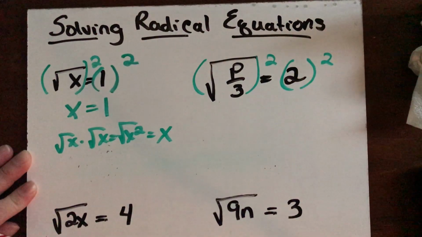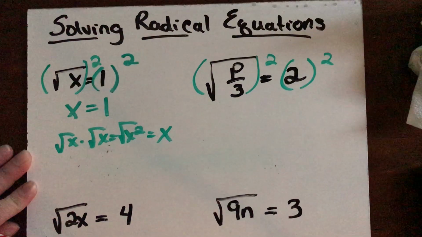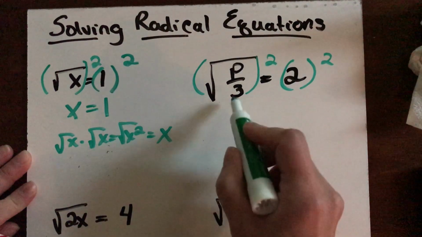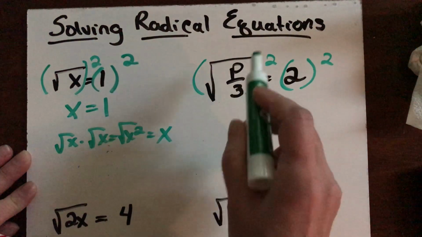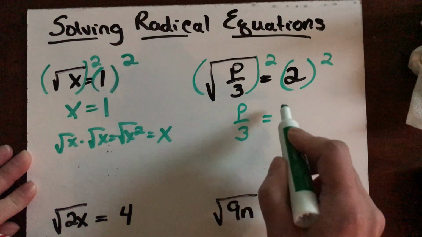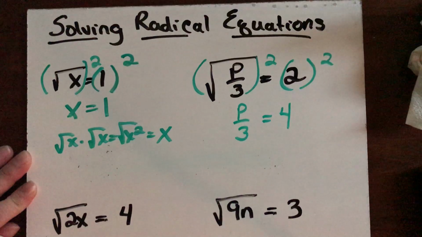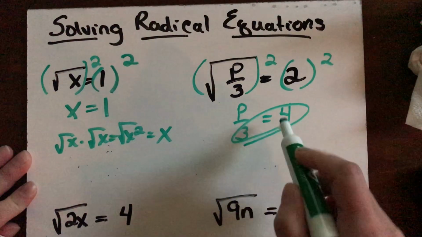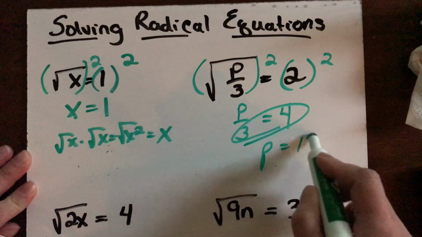All right, the second one, I'm going to square the left, and I'm just going to square the right. So when I square the radical of p over 3, I'm going to end up with p over 3, and 2 squared is 4. Now, how do you solve for p? Well, you just multiply these two together. So p is equal to 12.